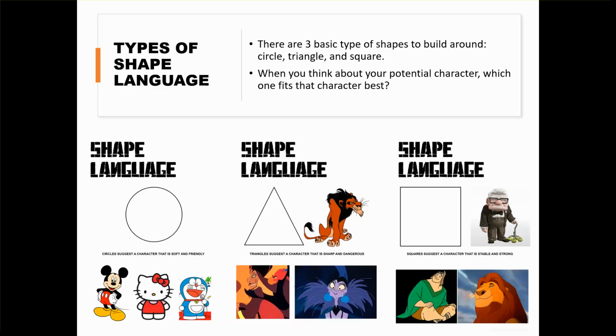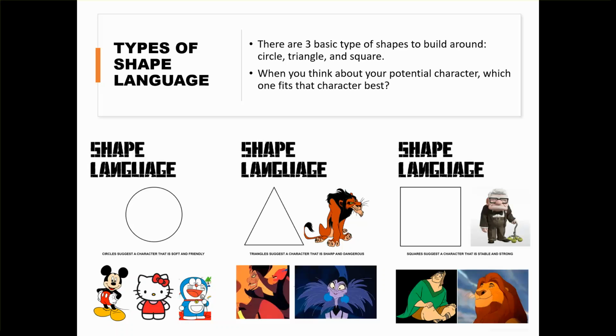So there are 3 basic types of shape language. There are 3 basic types of shapes to build around: a circle, triangle, and square. And when you think about your potential character, which one fits that character best? Shape language, again, communicates what our character is like. A circle suggests a character that is soft and funny, typically friendly, bubbly, happy as well. You see that in a character like Mickey Mouse. You see that in the Hello Kitty character brand. A character that's really soft and bubbly.